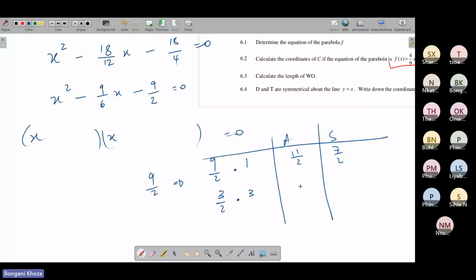When you add here, not multiplying, adding. Yes, sir. When you add, you get 9/2. 3/2 plus 3. Okay, that's weird. All right, and then when you subtract, negative 3/2.